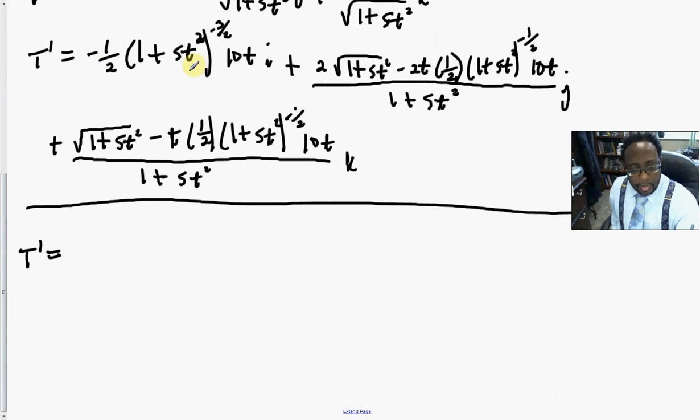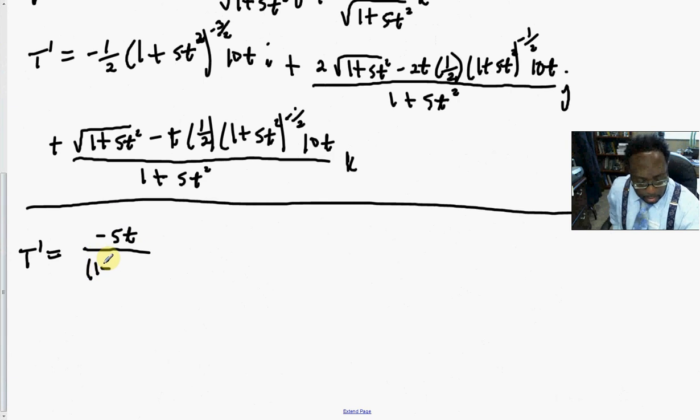Okay, negative 1/2 times 10t, that's a negative 5t. So it's a negative 5t all over 1 plus 5t squared, and that's raised to the 3/2 power, and that's for i.